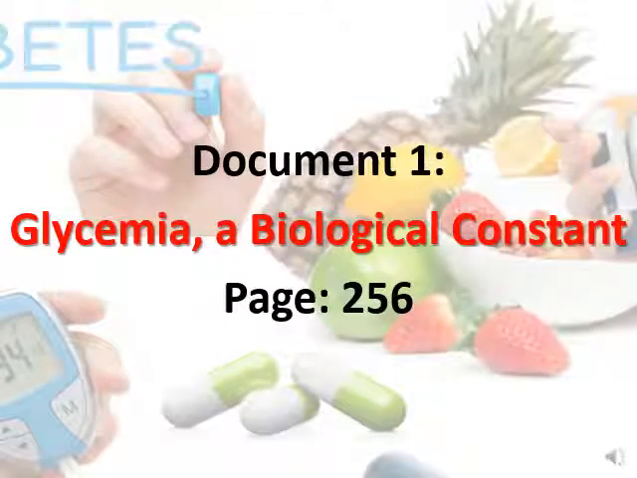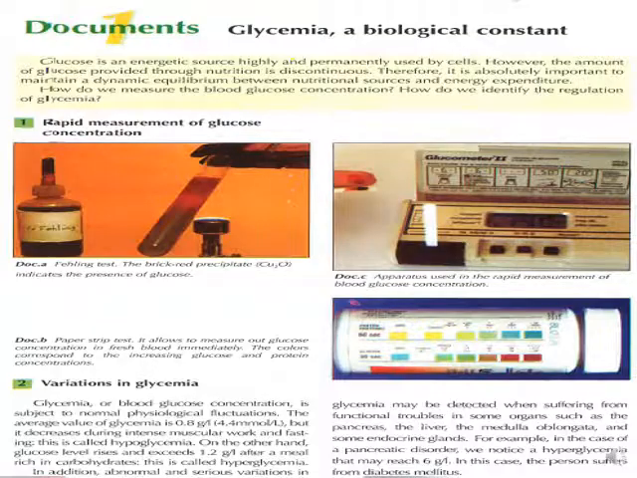So let's start first with document 1, glycemia, a biological constant, on page 256. All of you know that glucose is an energetic source highly and permanently used by cells. So glucose is a source of energy.